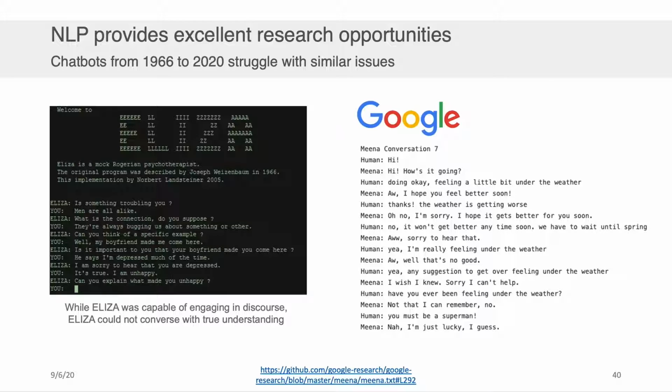Now, what do you notice about this interaction between Mina and the human? Mina's not really saying anything specific. It's very general. It's vague. She does not necessarily have an in-depth understanding of the verbal sleight of hand that the human being is doing when they say, "I'm feeling under the weather," and then talk about the weather improving in spring. Those connections, that linguistic subtlety, is lost on the chatbot.